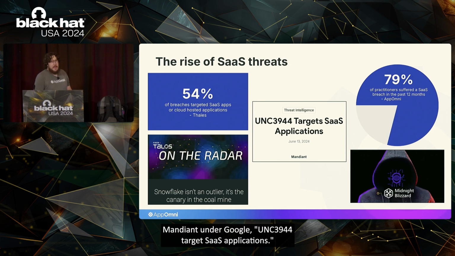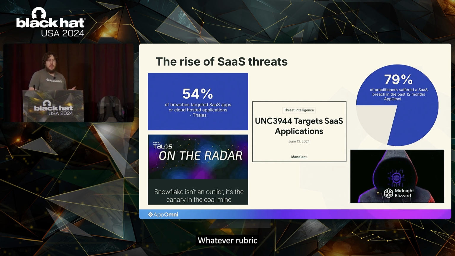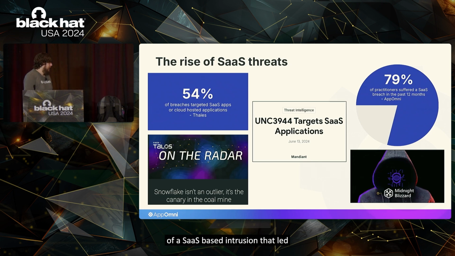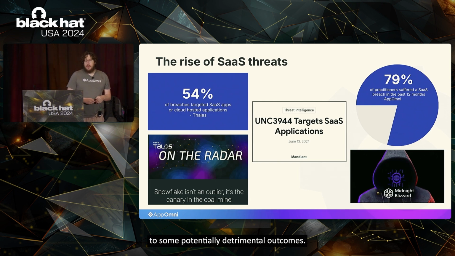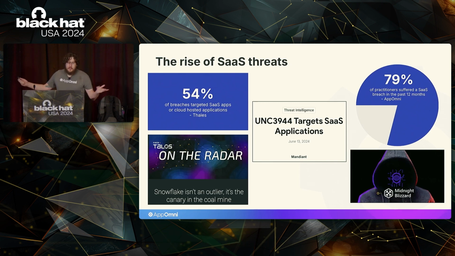Definitively true. Mandiant under Google, UNC3944, targets SaaS applications. This is what you'd call Scattered Spider, Octo Tempest, et cetera, whatever rubric or Rosetta Stone you choose to use to identify threat actors. Midnight Blizzard, another great example of a SaaS-based intrusion that led to some potentially detrimental outcomes. What do these all have in common? SaaS.